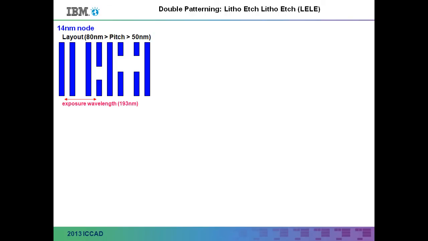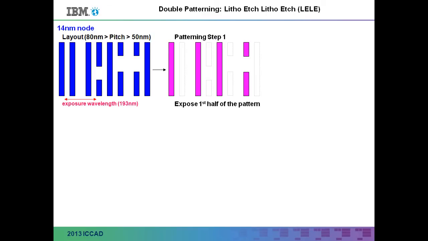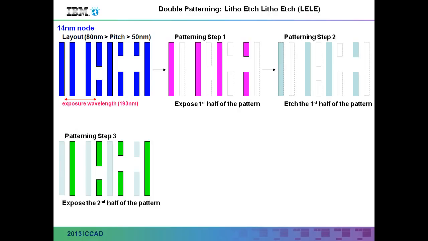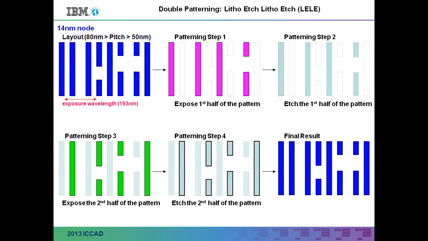Then we get into this domain of somewhere between 80 and 50. So we're now below the single expose cutoff. You can see the wavelength has grown, and here we do this interdigitating. We print half the pattern, etch it, print the other half of the pattern, etch that, and then we transfer this all into the wafer substrate.